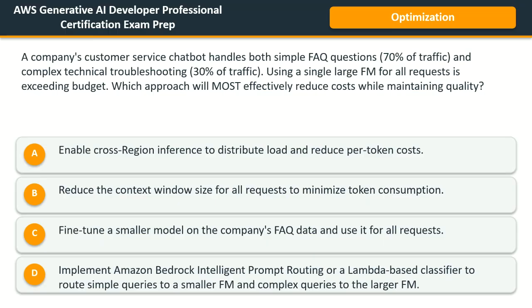Why the others miss the mark? A, improves availability, not cost. B, hurts quality for complex requests. C, breaks complex troubleshooting entirely. For GenAI cost control, match the model to the problem. The correct answer is D.